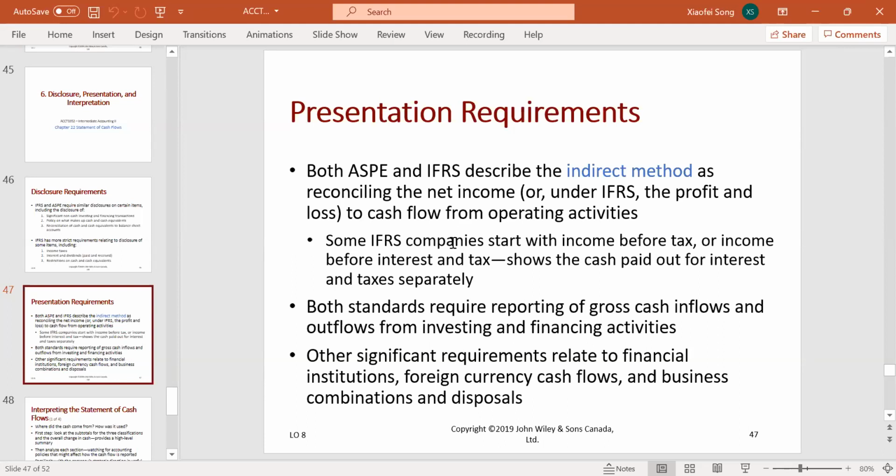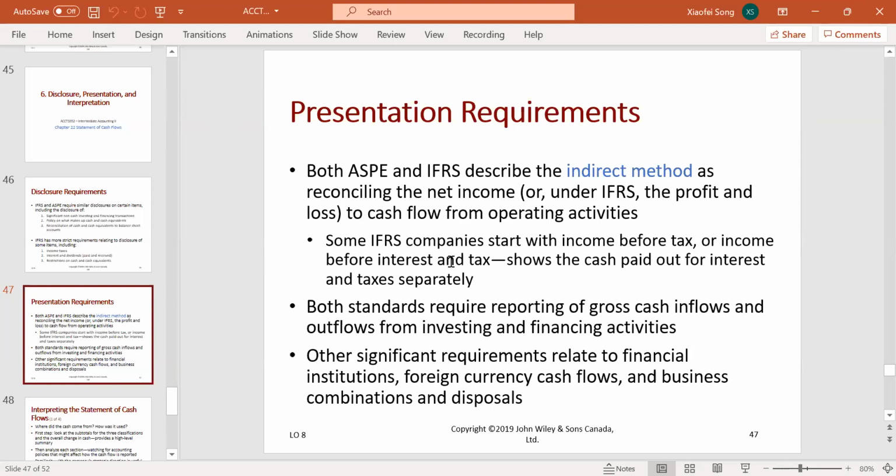Now, some IFRS companies start with income before tax, or income before tax and interest. The reason they do that is, remember, if you use the pure indirect method, interest paid and tax paid usually are not there, so you have to disclose them. But some companies find a way to combine it all. So they use kind of a modified indirect method, because they start with income before tax, or income before tax and interest, and then they reconcile.